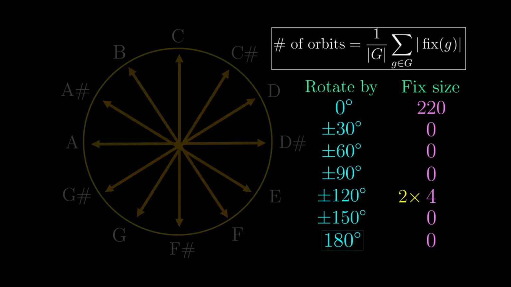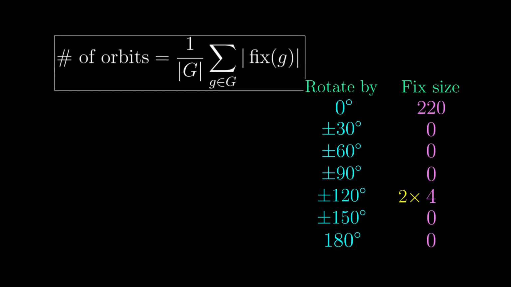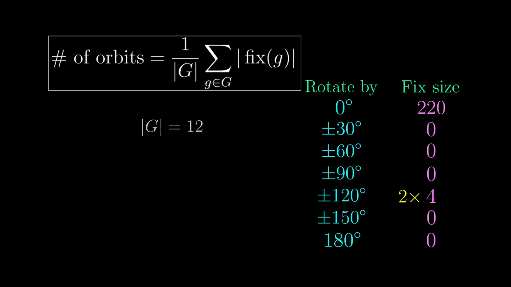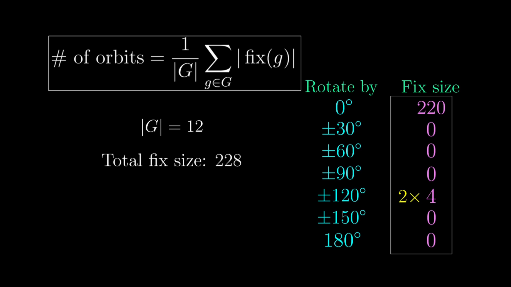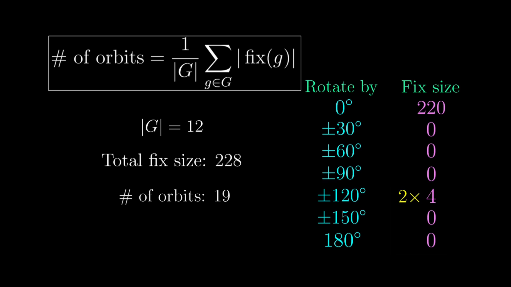So we can finally use Burnside's lemma to tackle this problem. There are altogether 12 rotations that we have considered, and the total fixed size is simply adding everything in this column, which is 228. So there are altogether 19 unique trichords.